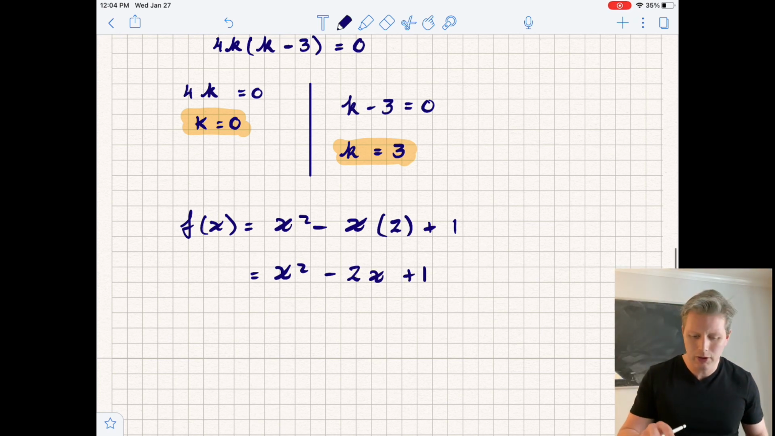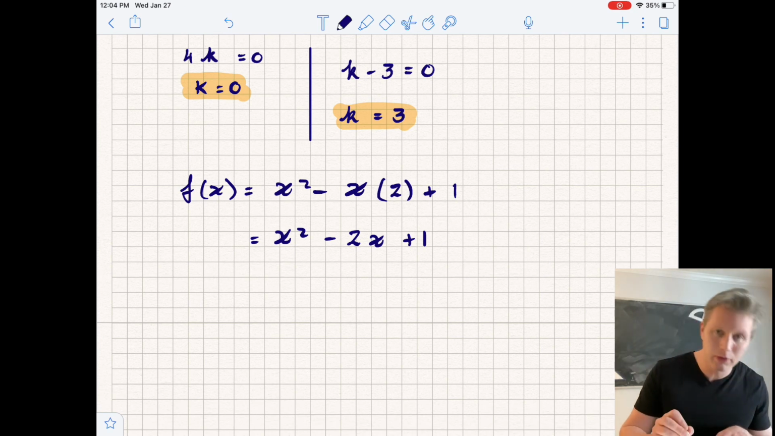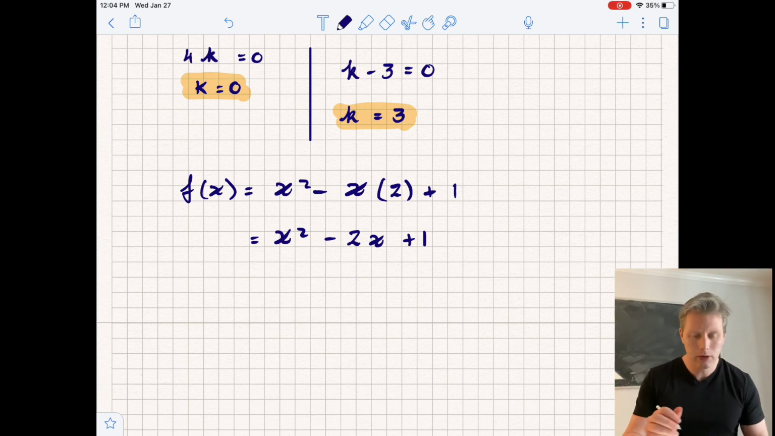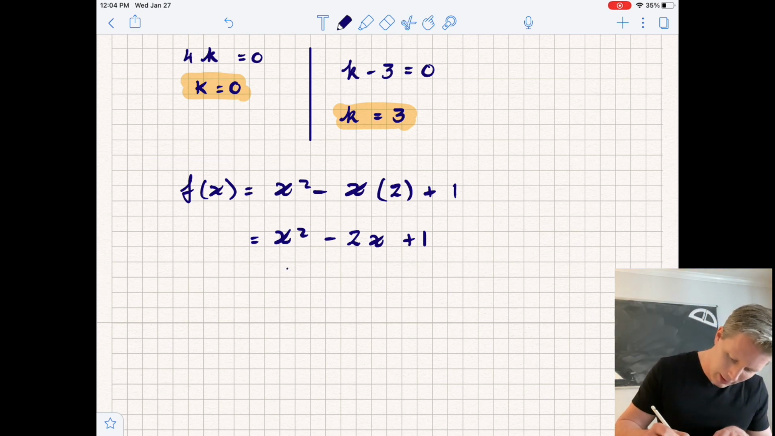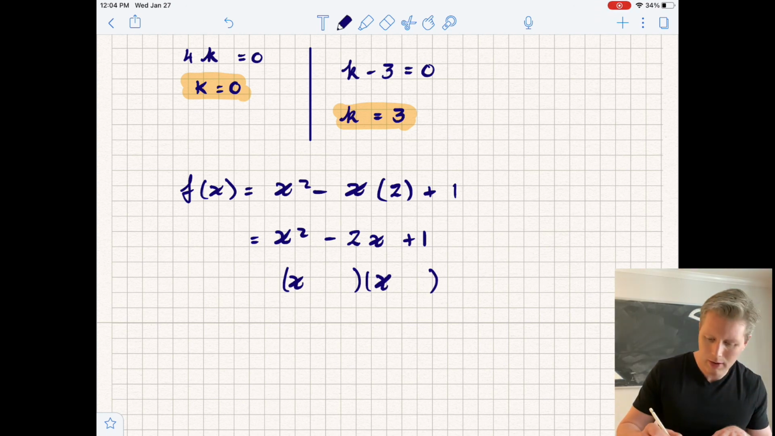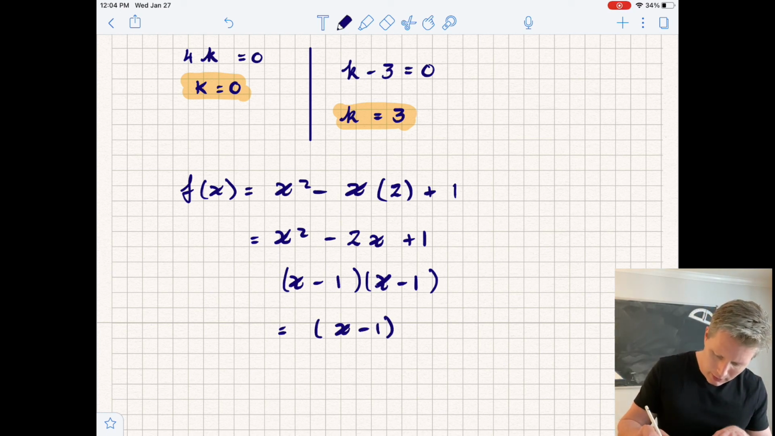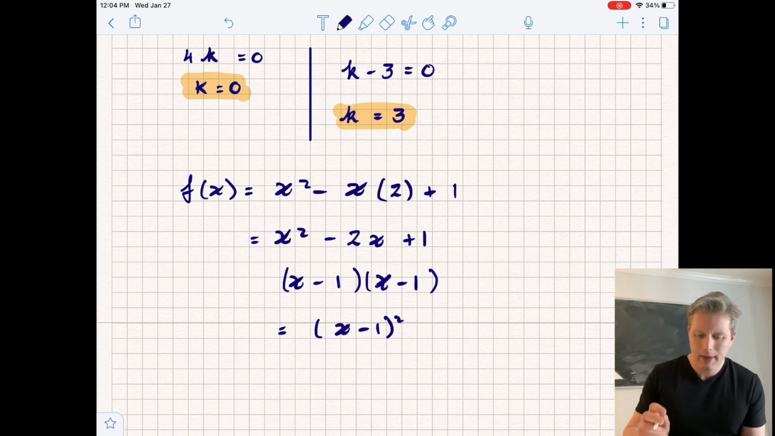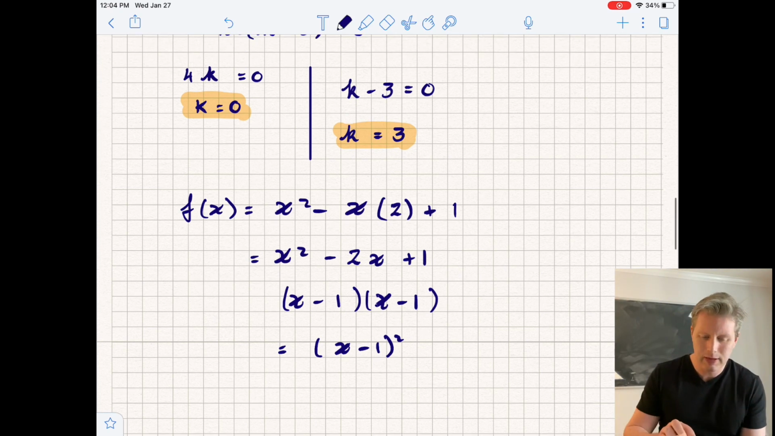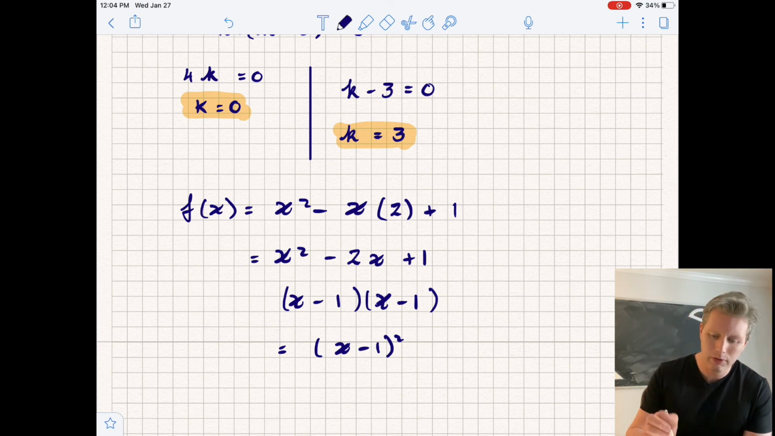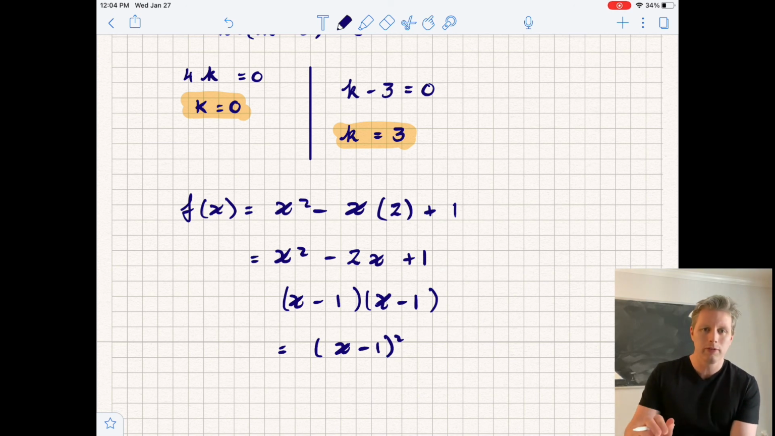That is my function, and if I was to actually factor this, I could confirm that I do have equal roots. I have a repeating factor. If I was to factor this, the factors would be x minus 1 and x minus 1, or x minus 1 squared. And so that verifies that k is equal to 0 is a value of k for which the function will have equal roots. I leave it to you to confirm that k is equal to 3 will also give a function that has equal roots.